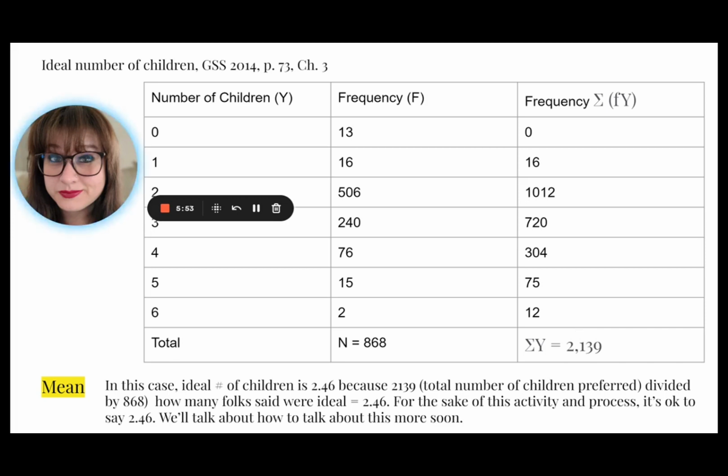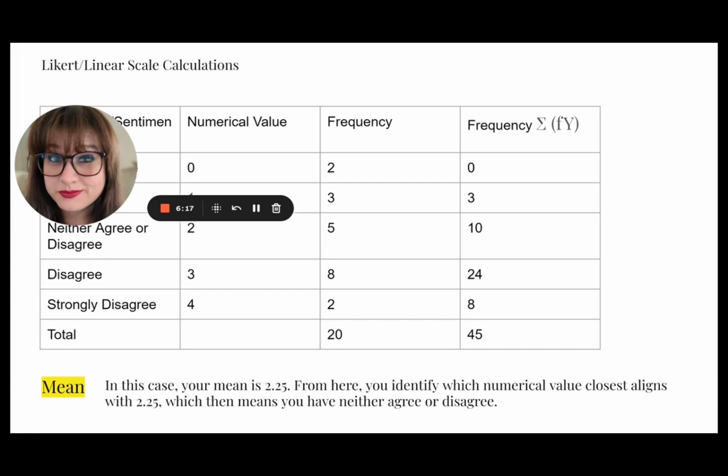We'll talk about the different ways that we can report on this, but ultimately it's totally cool to say 2.46 children, and go from there. So we're making this calculation and trying to figure out the answer. In this case, again, the ideal number of children is 2.46.